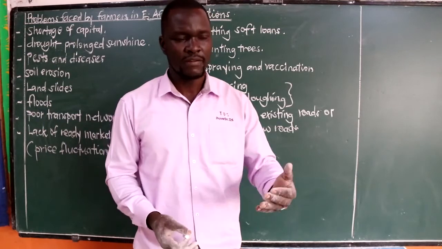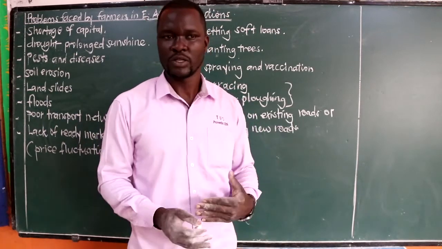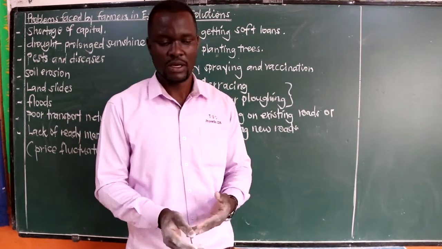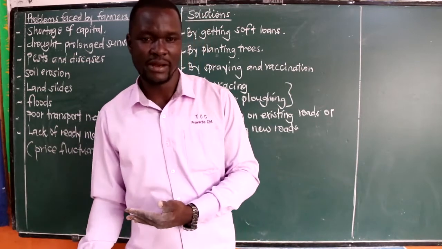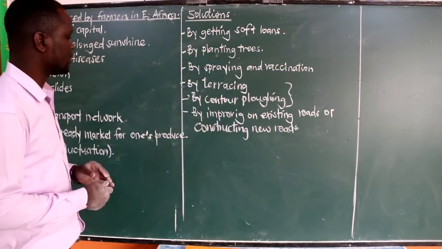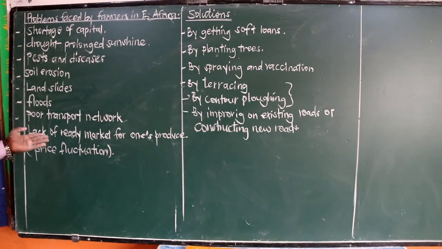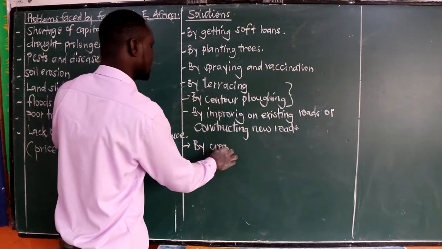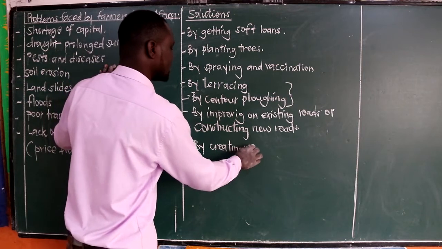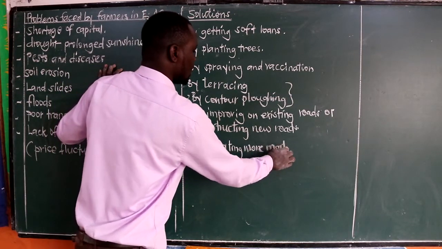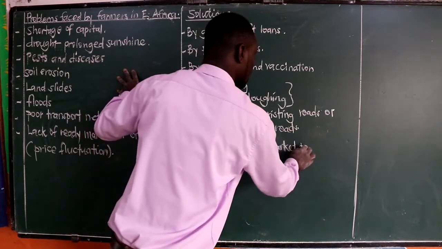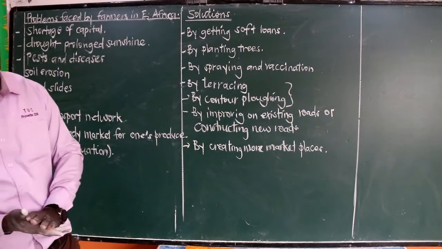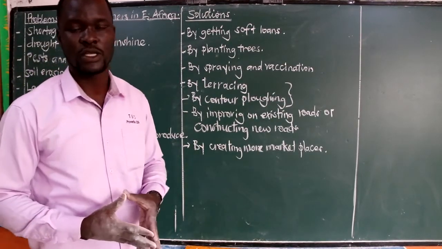For example, we say feeder roads. Remember when we were in primary 3, we talked about feeder roads. We say the feeder roads enable a farmer to transport his produce from his garden to the market area for sale. So that should be improved on. We have lack of ready market. This one can be solved by creating more marketplaces, such that these farmers can be able to have where they can take their goods to sell.